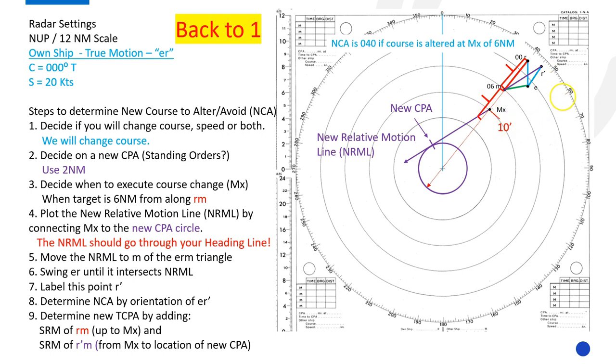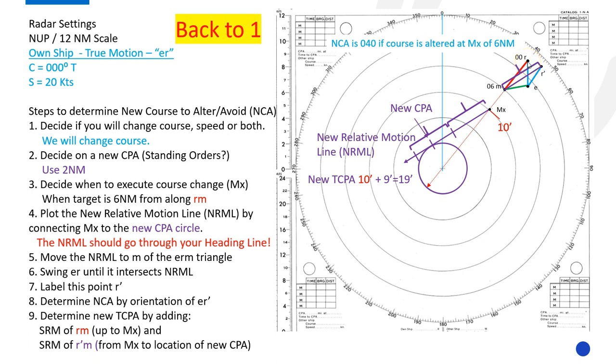As soon as I change my course, I'm going to have a new relative motion line with a new speed of relative motion, represented by this line R prime M. This is proportional to the new speed of relative motion, so I'll use that to go from here to there. That is another 6 minutes, and that's 12 minutes, which means it's probably about 9 minutes. So the time to CPA is 10 minutes using the old speed of relative motion and 9 minutes using the new. Adding those, the new time of CPA with the course change will be about 19 minutes from the time of R.